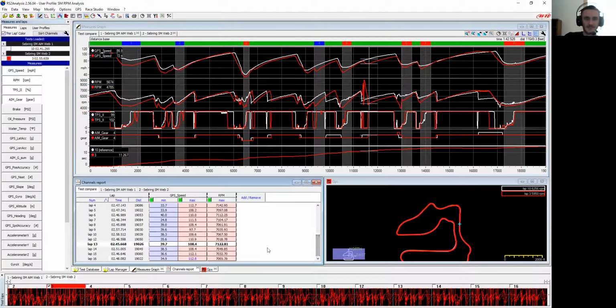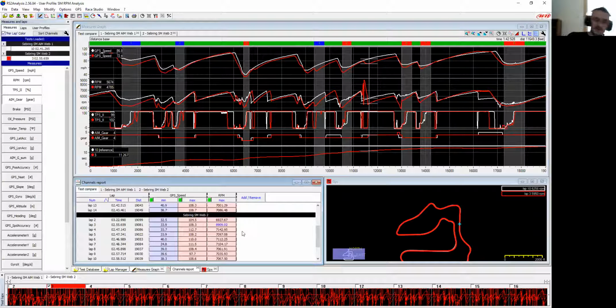Find the big numbers, find an over rev, which is no good for the motor, and make sure you're able to tell your engineers or crew chief about that. Exactly. Or your rental car owner, right? Make sure they know too, right?